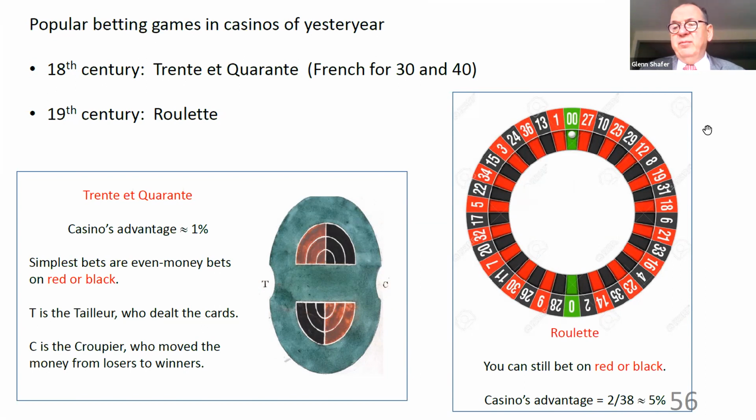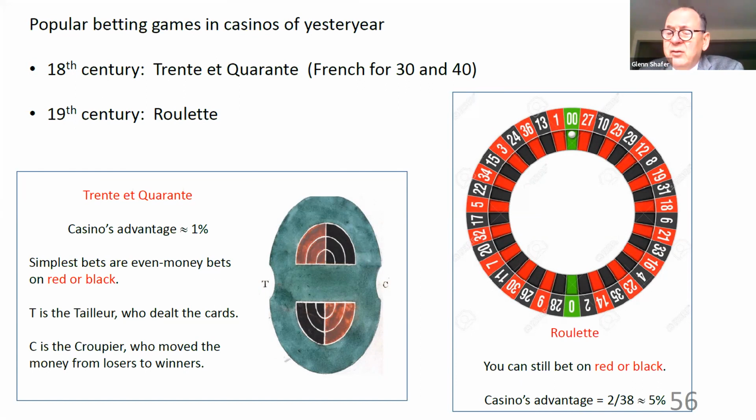So you could make all kinds of bets. You could bet on an even number. You could bet on the right side of the table or the left side or whatever, but you could also bet on red or black. And red or black was the traditional bet. The simple bet was red or black. So the casino has a little bit of an advantage because the probabilities for red and black are both 18 out of 38, which is not quite 50%. So there's a 5% advantage for the casino.